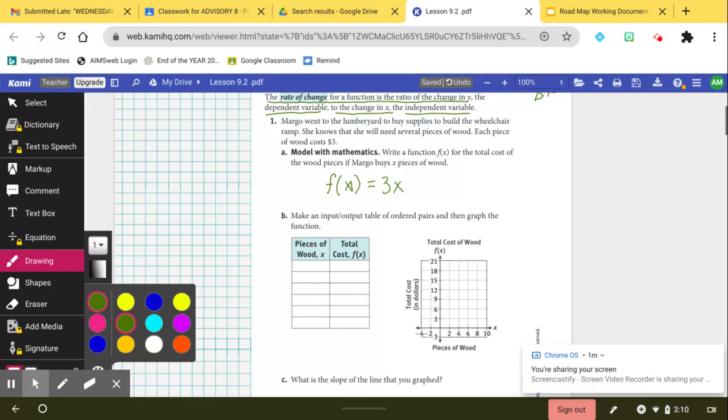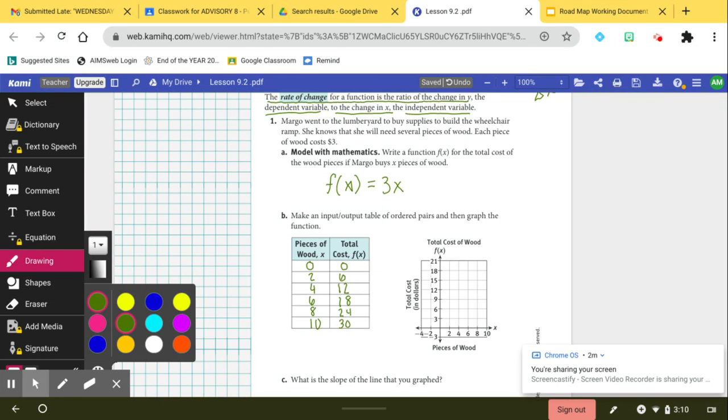So then it says make an input-output table of ordered pairs, then graph the function. So our graph is going by 2, so we'll do 0, 2, 4, 6, 8, 10. Then the total cost: if she bought 0 pieces of wood, that would be 3 times 0, which is 0. She bought 2 pieces of wood, that'd be 3 times 2, which is 6. 4 pieces of wood, that'd be 3 times 4, which is 12. So then that would be 18, and then 24, and then this one would be 30.